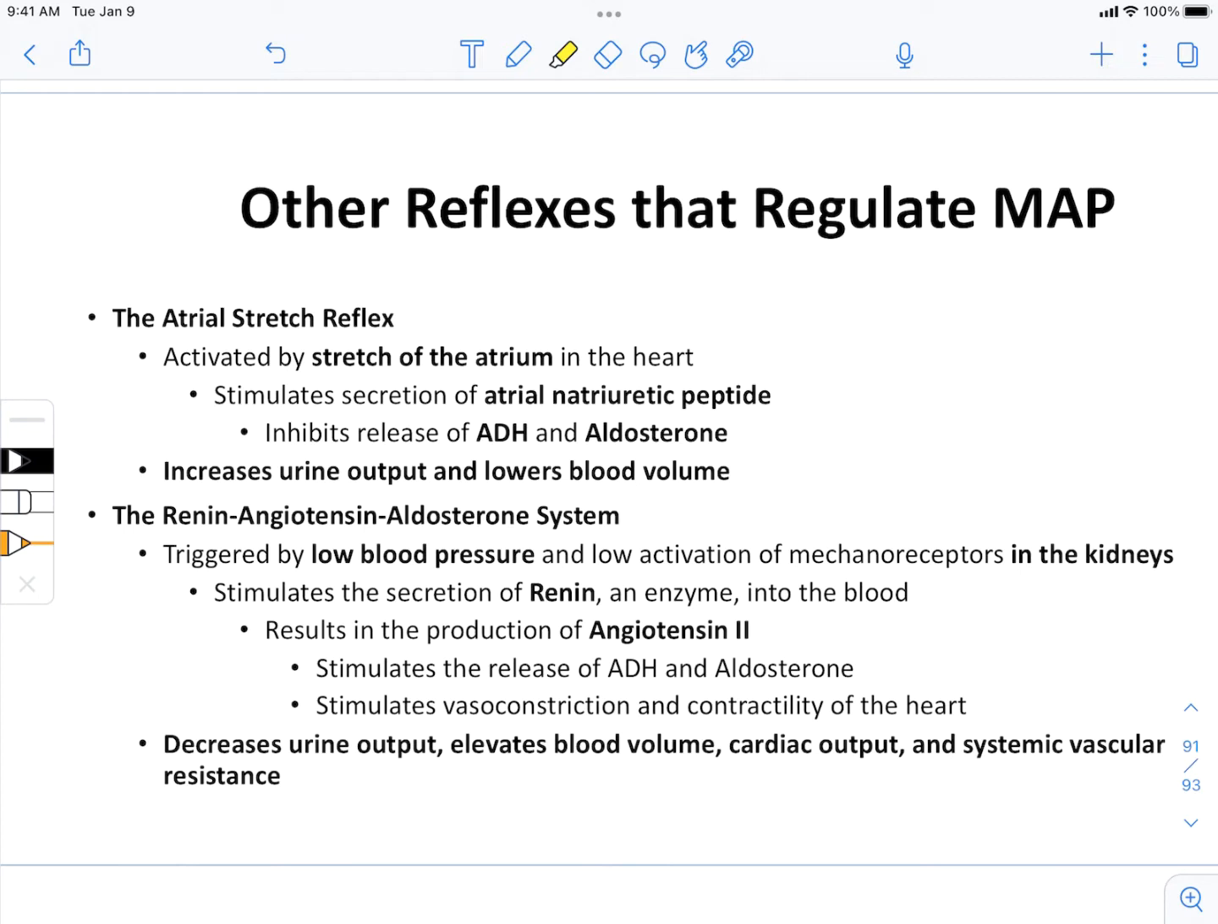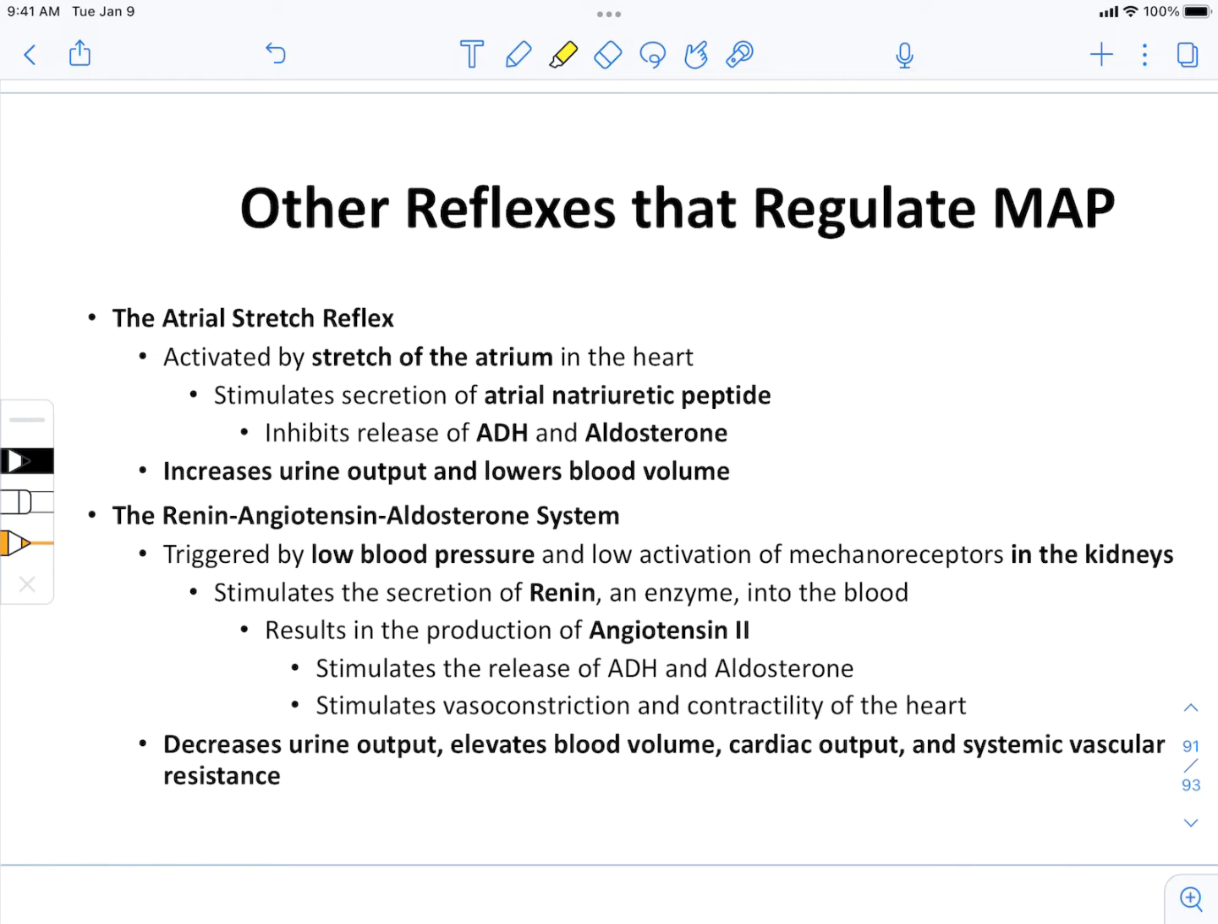The first is what we call the atrial stretch reflex. In the atrium, there are, once again, mechanical receptors. If the atrium stretches a lot and activates those mechanical receptors, that generates an action potential in the sensory neurons. Actually, it doesn't send the information anywhere. What it does is activate secretion all within the heart. This is a reflex contained locally.